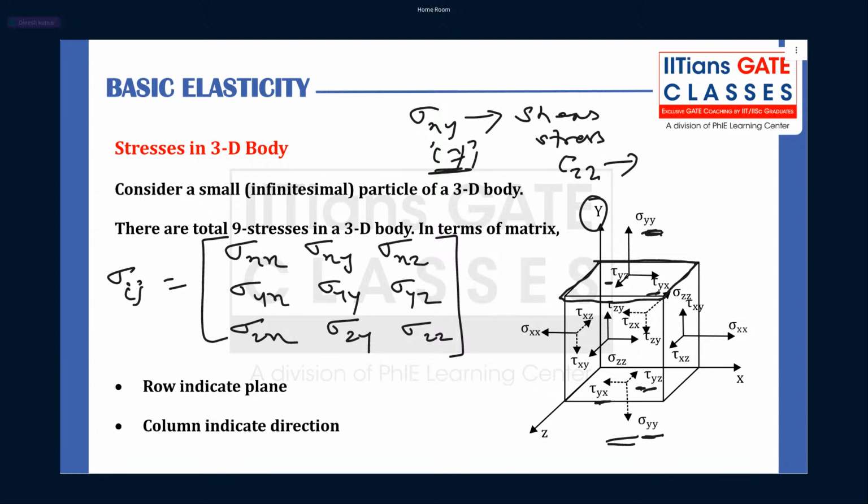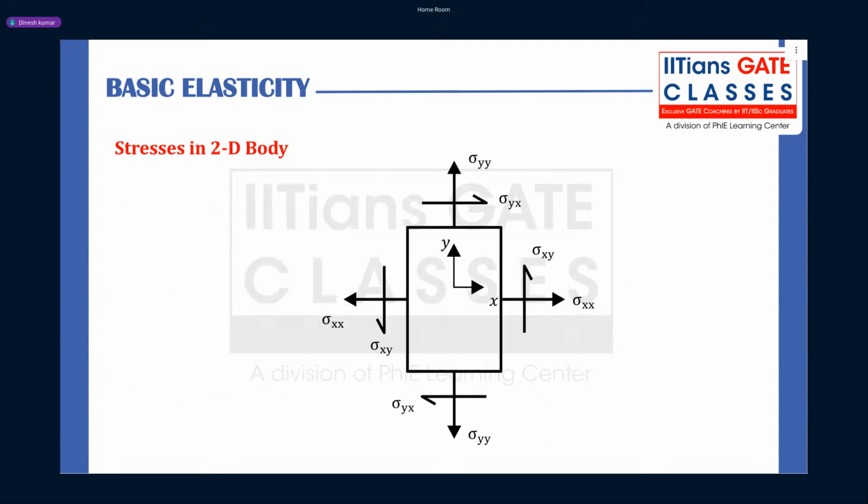Dhananjay, it's a normal stress. Why is it a normal stress? Because here I can see i is equal to j. Exactly, so it's a normal stress. Okay, so guys, this is how we write the three-dimensional stress system.